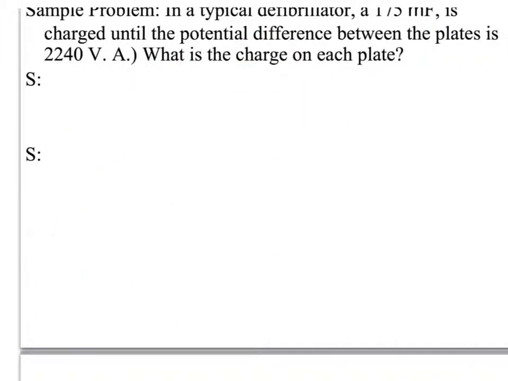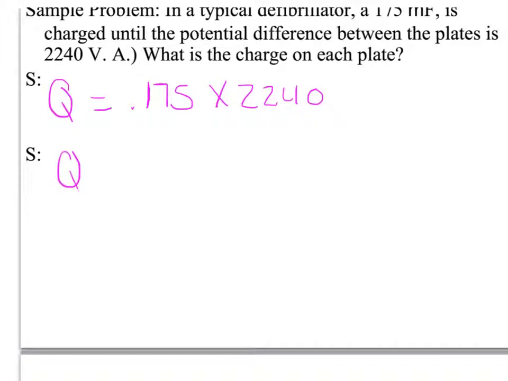Now let's substitute our numbers into that equation. We get Q equals 0.175 times 2,240. When we plug those numbers into a calculator, we get a charge of 392 coulombs.